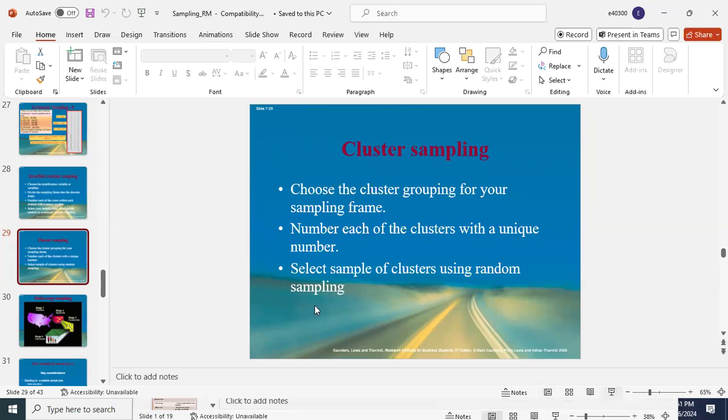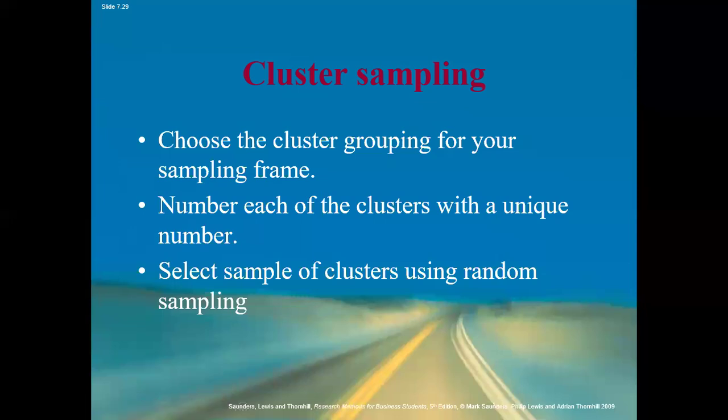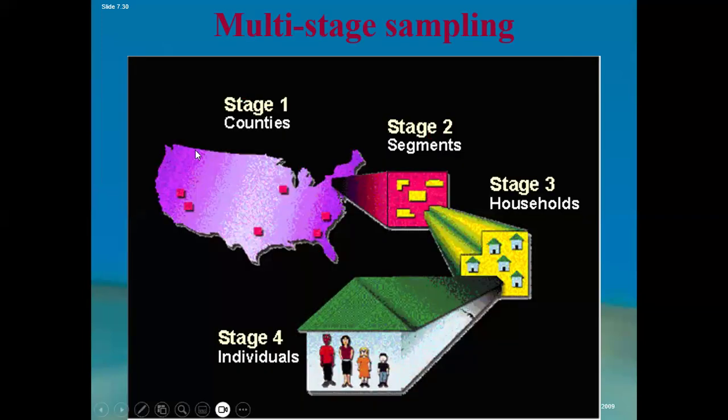Okay, then. Now, cluster sampling. Actually, we are selecting the clusters. Choose the cluster grouping for your sampling frame. From your sampling frame, which is a list, we should find out the clusters. For example, if you are working in a district in the Sri Lankan context, then divisional secretariat units may be the clusters. You should find those, give them numbers and select the clusters. For example, from this geographical area, these are the clusters here.